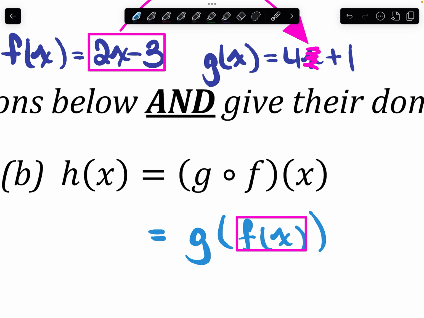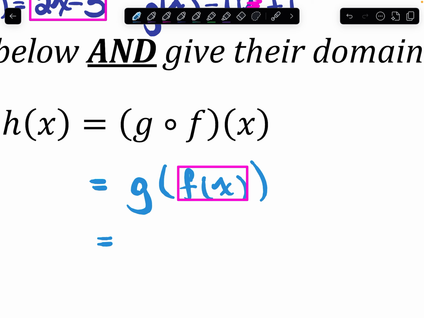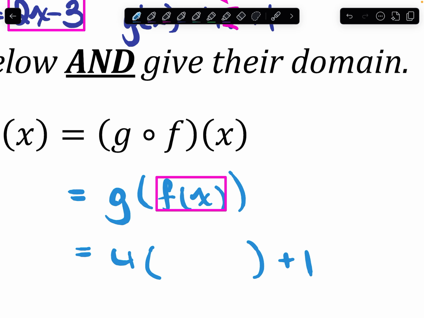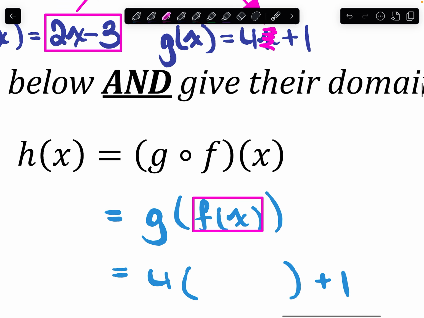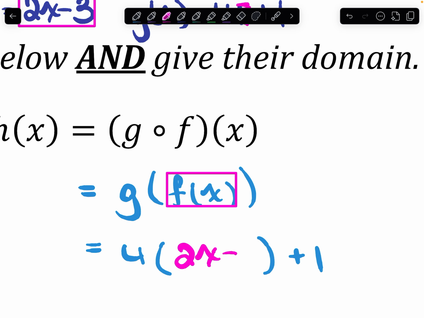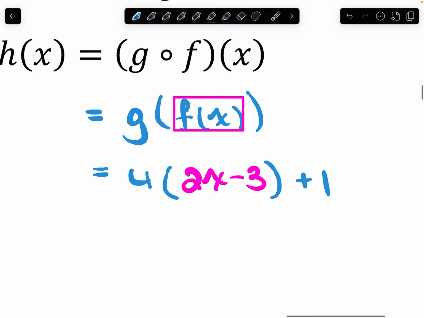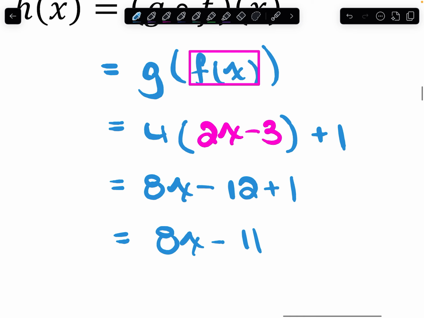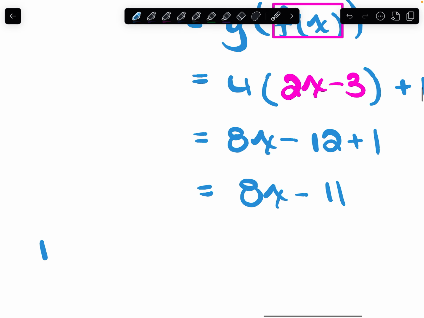So I'm going to get my template for g set up, 4, and then I'm going to leave a hole or bubble, plus 1, and then I'm going to go get f and plug into its place. F was 2x minus 3, so we're going to plug it in. All right, distribute, 8x minus 12. Combine the back two, so we get 8x minus 11. So I called this h, or you could call it g of f.